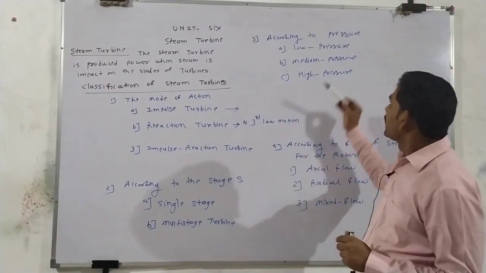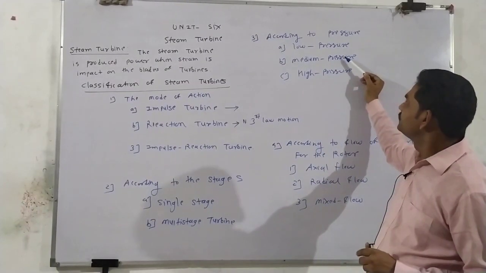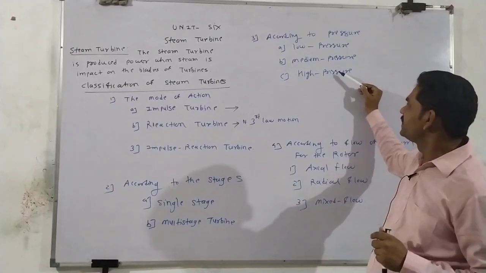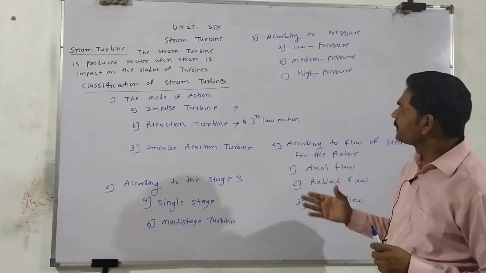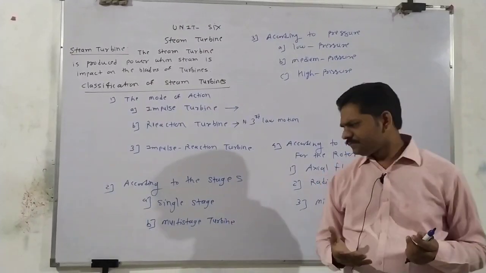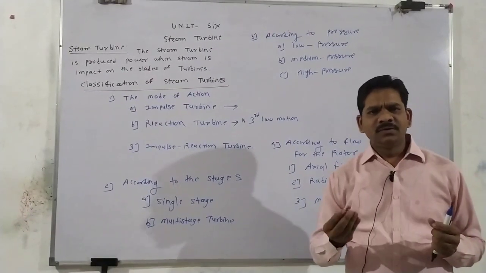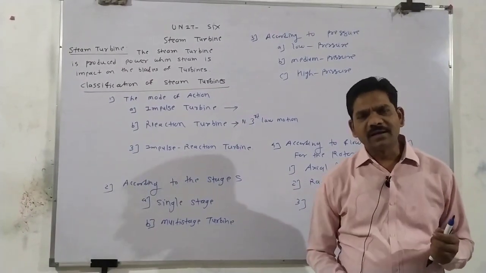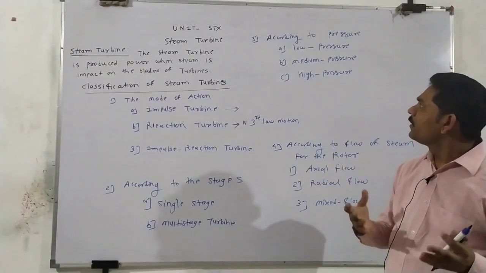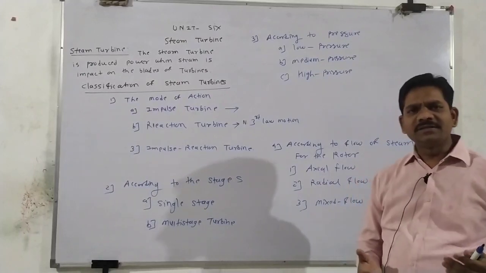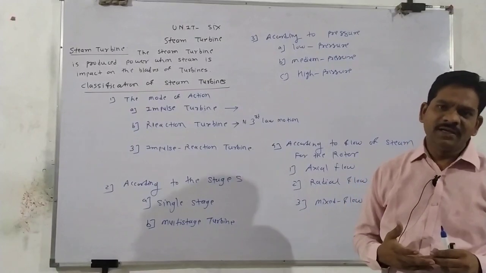Then according to pressure, we have low pressure steam at the inlet section, medium pressure steam at the inlet section, and high pressure steam at the inlet section of steam turbines. Another classification is according to cylinder: single cylinder turbines, two cylinder turbines, three cylinder turbines, or multi-cylinder turbines. Then according to power generation, we have low power generation turbines, medium power generation turbines and high power generation turbines.